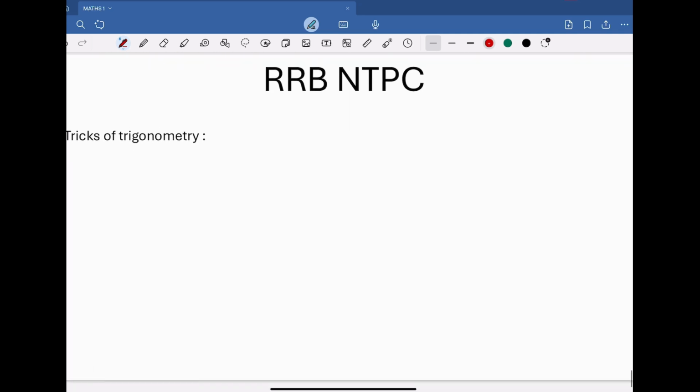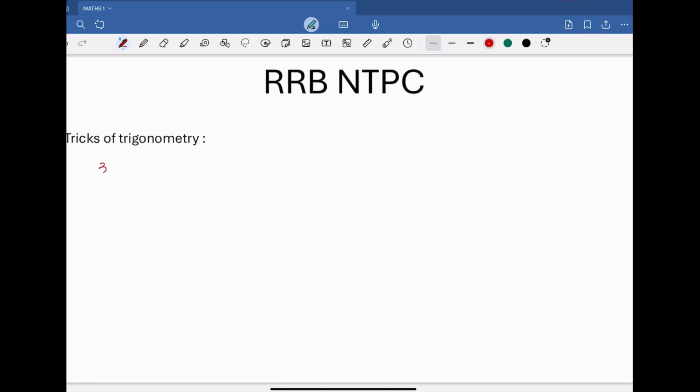Now let us talk about the third quadrant. After the end of this lecture, we will sum up everything and we will do one question from RRB NTPC. Now, let us see. This is what it is.